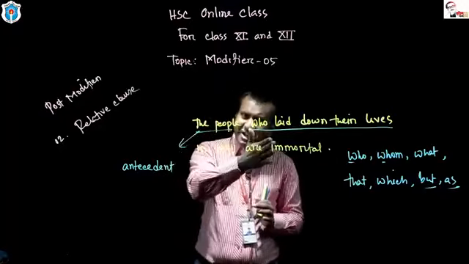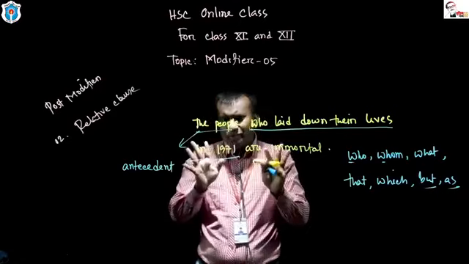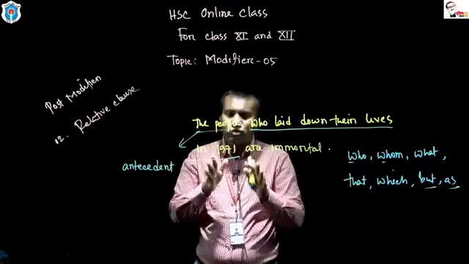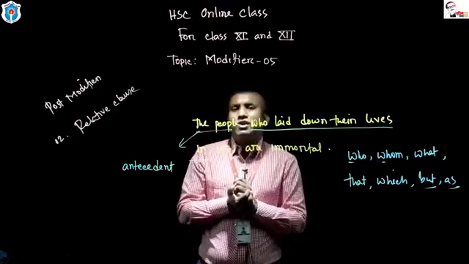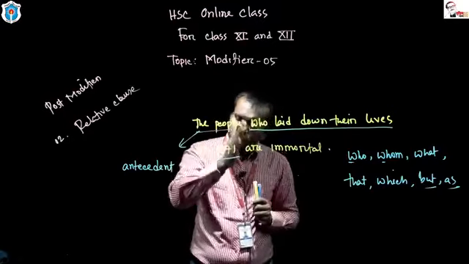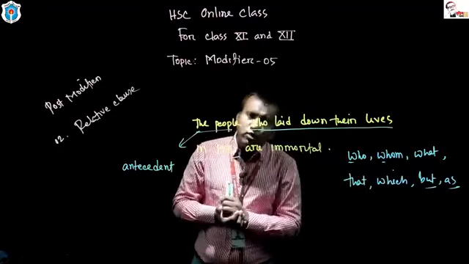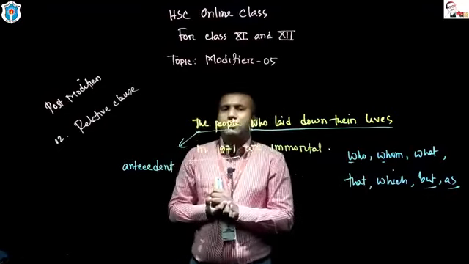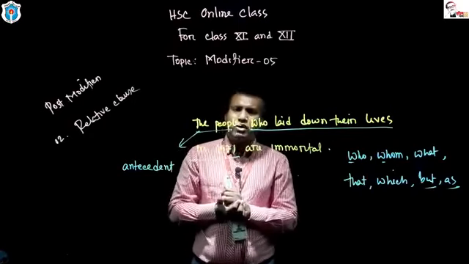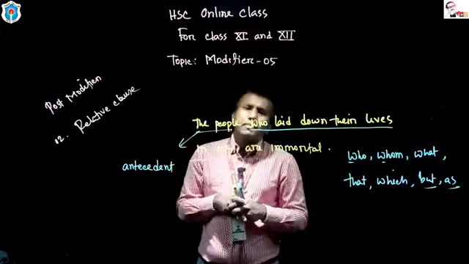So after the antecedent, we get the relative pronoun. Is it clear to you? After the antecedent, we get the relative pronoun. If there is no antecedent, those words, that is who, whom, what, that, which, but, as, will not work as a relative pronoun. Clear to you? Up to this part, we have got the relative pronoun, the antecedent, and the subordinate clause.